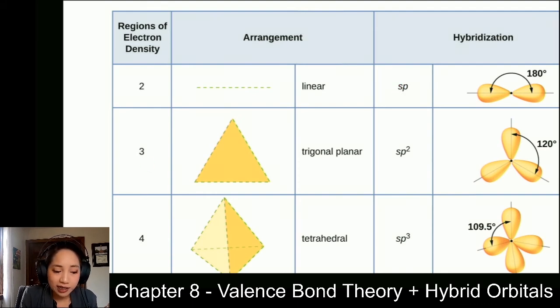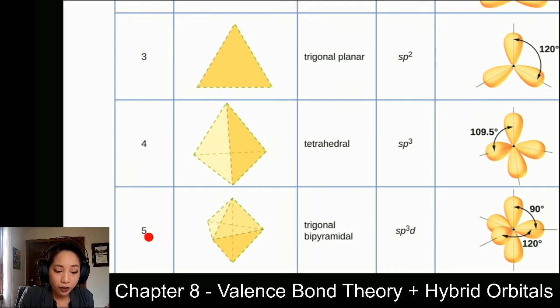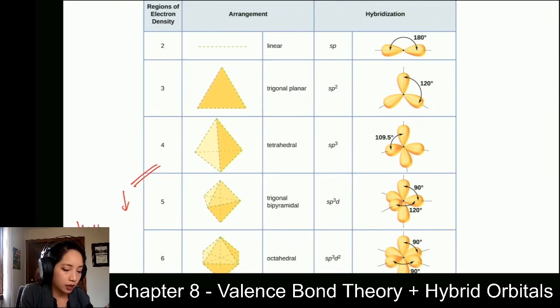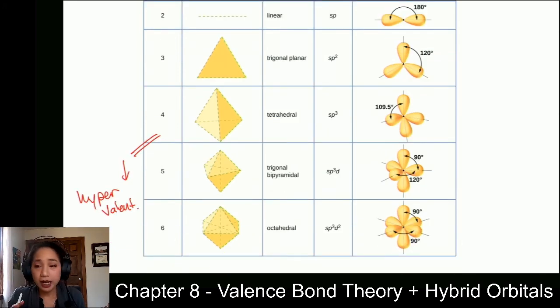If we add a region of electron density, we need to add an atomic orbital. So we add another p orbital. If there's 4, we add another p orbital. If there's 5, we've used up all of our p orbitals, so now we add a d orbital. After 4, this is hypervalency. This is how we can describe hypervalent molecules that have more than 4 bonds, so any period 3 element or lower as a central atom. So we add a d orbital.